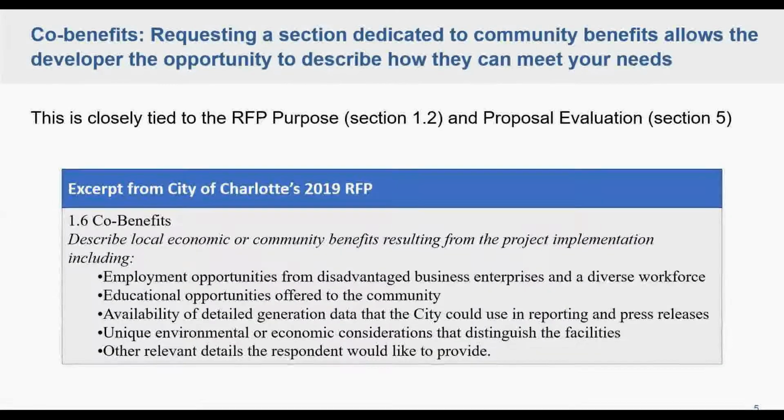So this is an example from the city of Charlotte's recent RFP. This is actually an offsite project, but it's an example that could be used on-site as well, where they include a section for the developer to describe local economic or community benefits resulting from project implementation, including employment, education, availability of data, environmental considerations, other things like that. So really giving the developer the opportunity to describe that in this section.